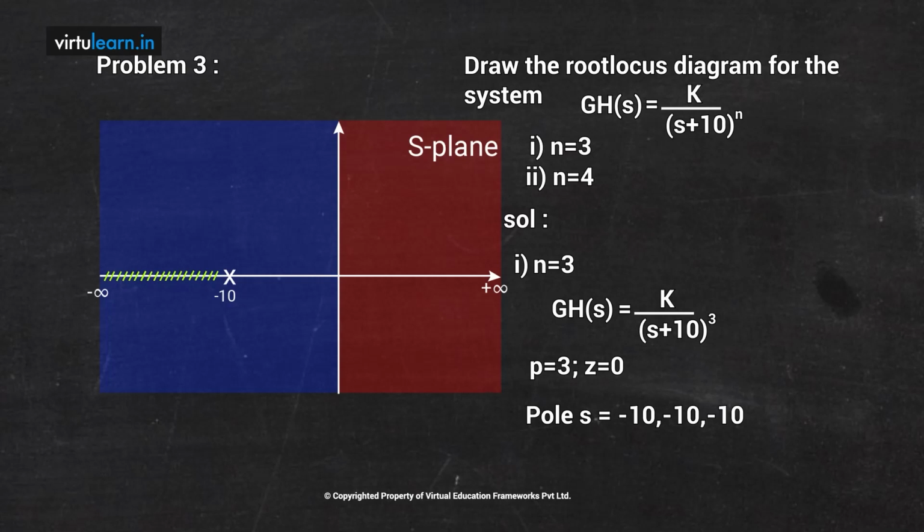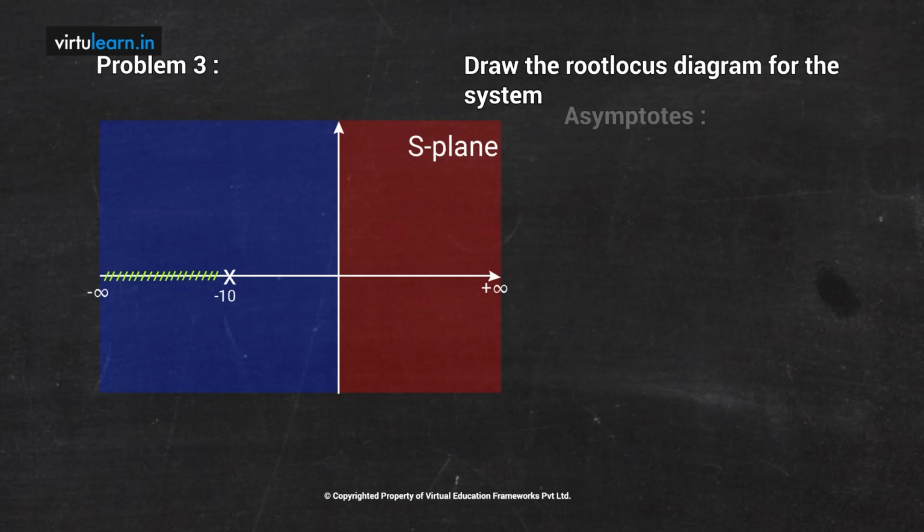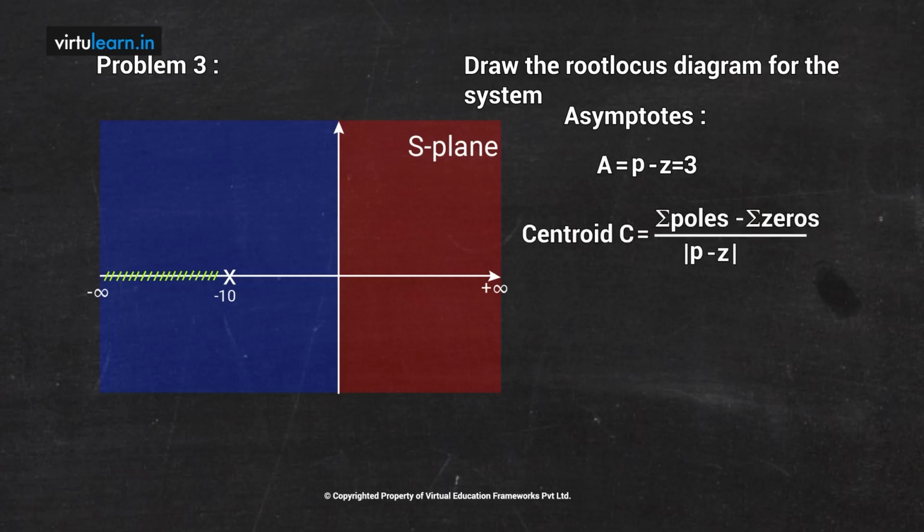The third step is we need to get the information about the asymptotes. We know that the number of poles P is equal to 3, Z is equal to 0, so the number of asymptotes is equal to 3. Then what will be the centroid? Sigma poles minus sigma zeros divided by P minus Z. So minus 30 divided by 3 will be minus 10. So the centroid is minus 10. Therefore all my poles are here, and there itself I have the centroid, s is equal to minus 10.